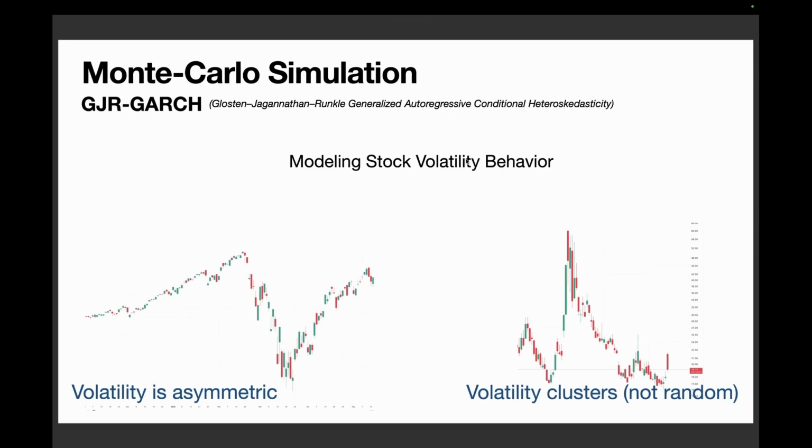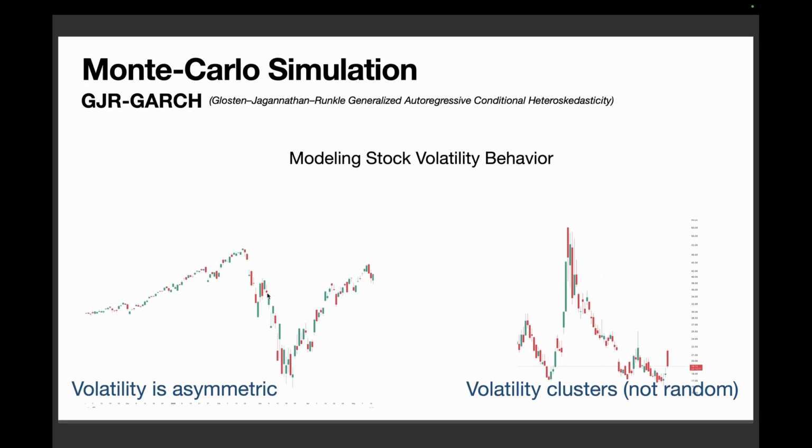So what we did, and what is usually done in the institutional world, is using Monte Carlo simulation. Basically we model the behavior of the stock, and we simulate 10,000, 1,000 in our case, different trajectories. What we use in our case, just for the more technical people, is GJR-GARCH. And what GJR-GARCH does is model the stock volatility behavior.